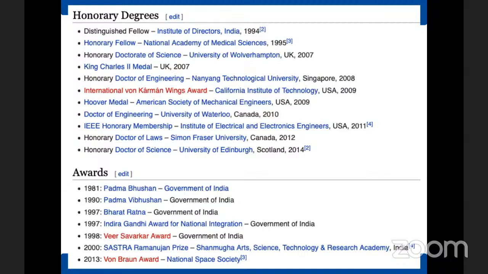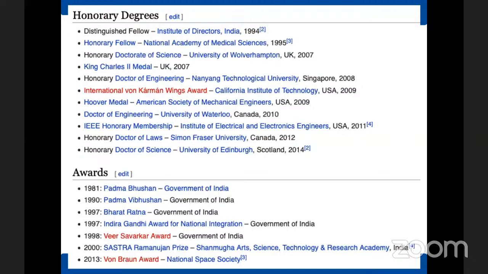The next year, he got another award from the Institute of Electrical and Electronics Engineers, United States of America, as an honorary member. Then the last couple of awards from Canada and Scotland, like Doctor of Laws and Doctor of Science. These are some of the honorary degrees he received from across the globe. Really, it is mind-blowing, and it inspires us, Dr. APJ Kalam sir.